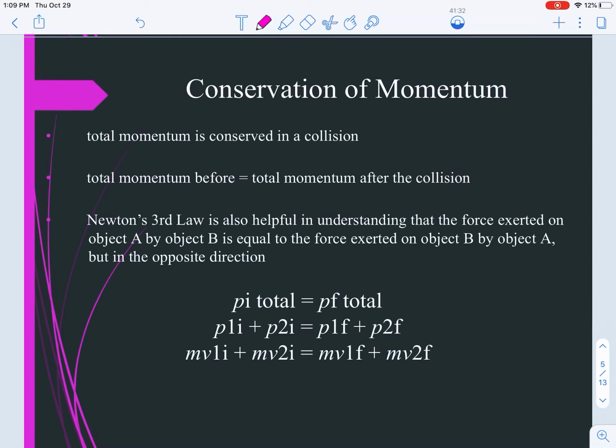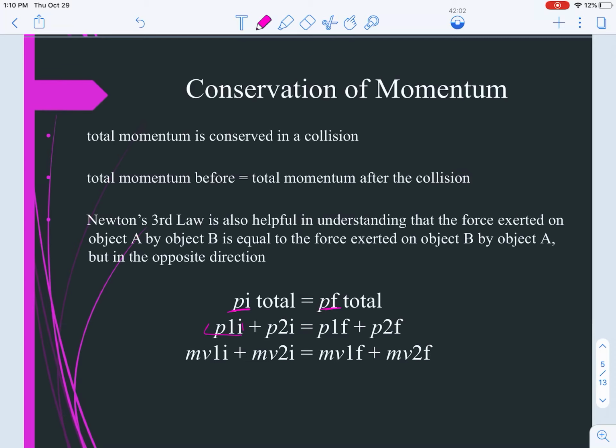So our total momentum before the objects collide is going to be the same value as the total momentum after our objects collide. Now, once again, if we understand Newton's third law, then it makes sense that the change in momentum is the same for both objects. So whatever one lost, it went into the other. So our total is remaining constant the whole time. So big picture is that the initial total momentum is the same as the final total momentum.